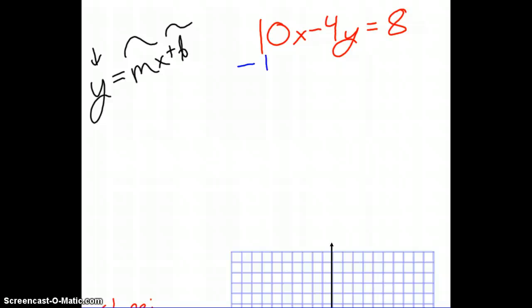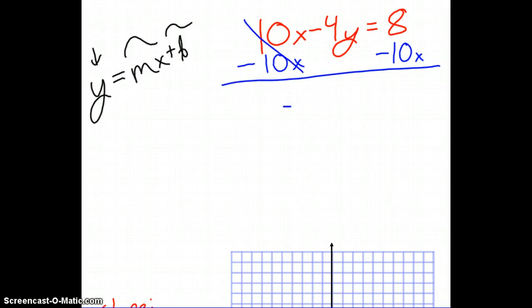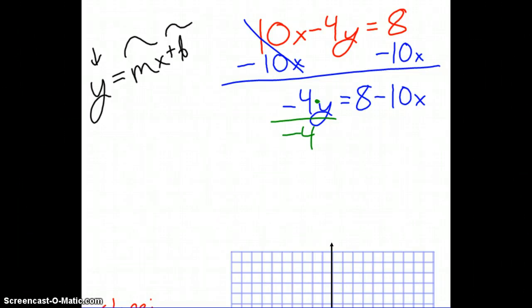Okay, now that you've tried it, the answer is you should have done minus 10x, minus 10x. This cancels. Negative 4y equals 8 minus 10x. Now the very last step is all I need to do is get y by itself. They're multiplying, not adding or subtracting. So I'm dividing out negative 4, not negative 4y, just negative 4.